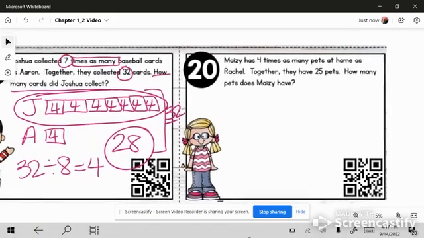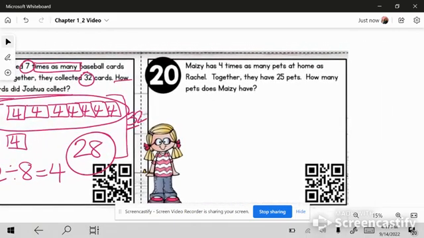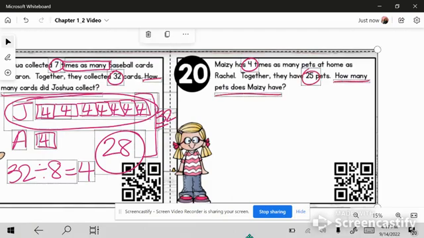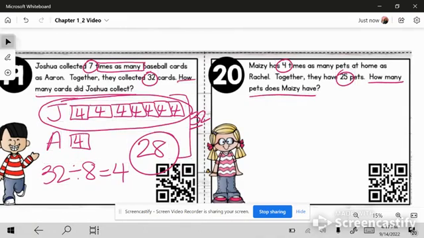We're going to move over here and do it one more time. Maisie has 4 times as many pets at home as Rachel. Together, they have 25 pets. How many pets does Maisie have? All right, circling our numbers. Underlining our question, how many pets does Maisie have? Boxing our action word, times as many.